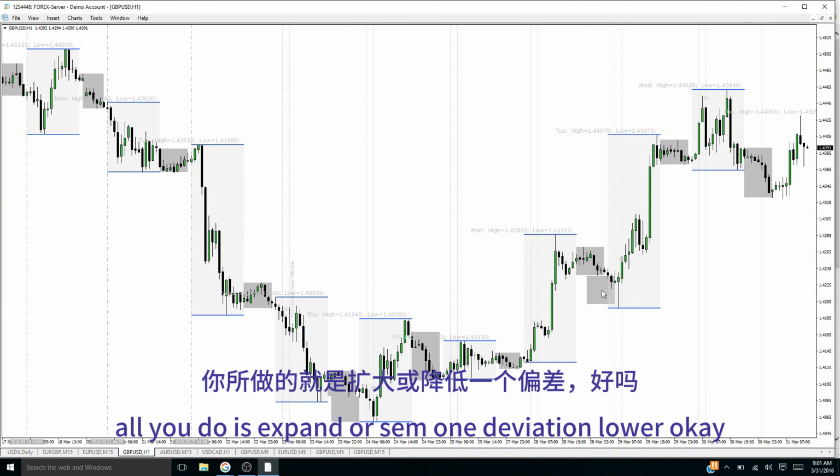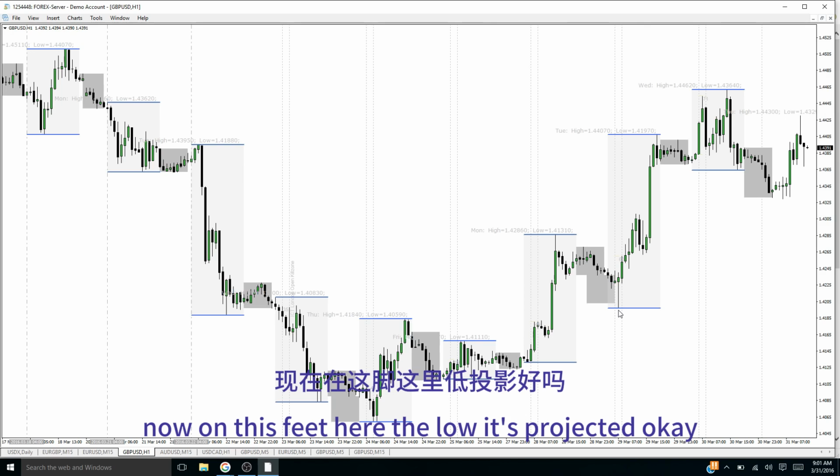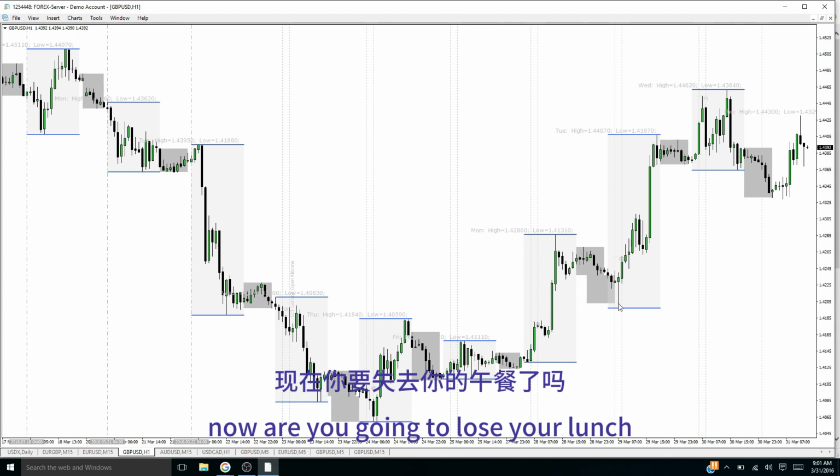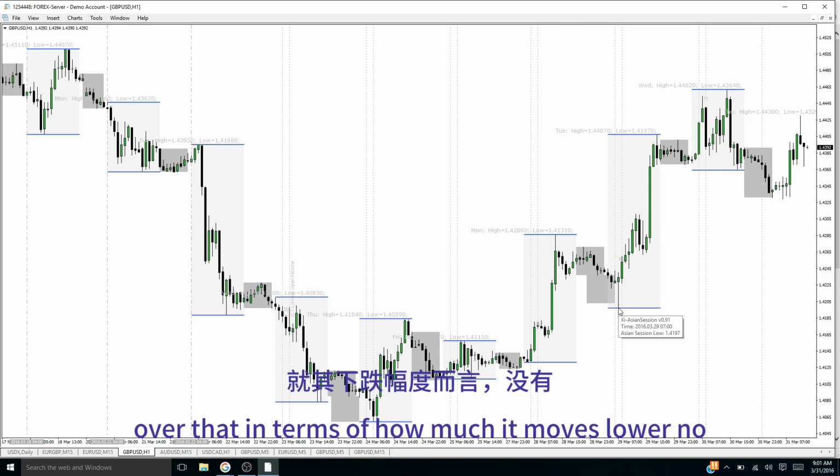and all you do is expand or send 1 deviation lower, okay. Now on this feed here, the low that's projected is a little higher, but it goes down a little bit lower. Now, are you going to lose your lunch over that in terms of how much it moved lower? No, you're not.